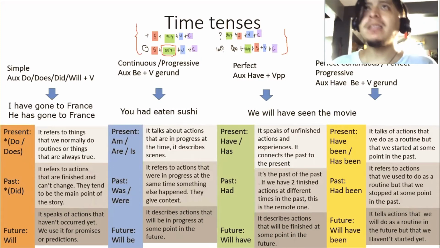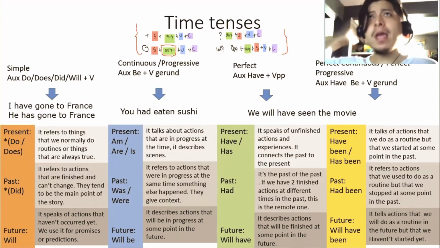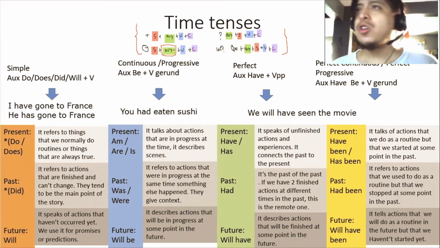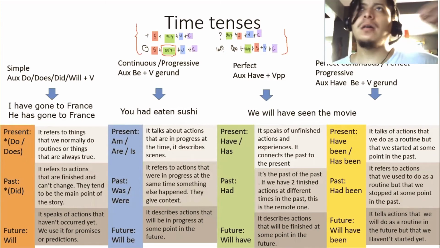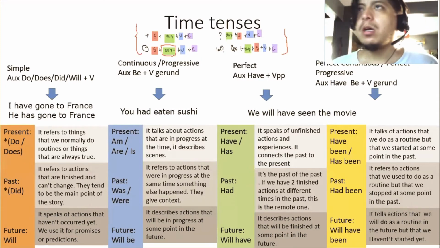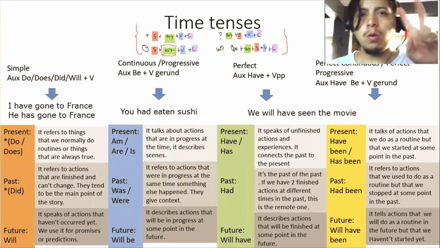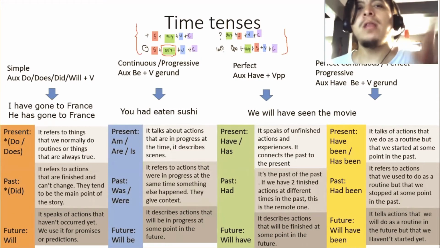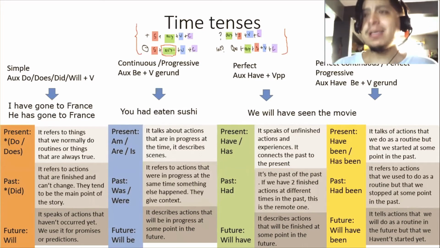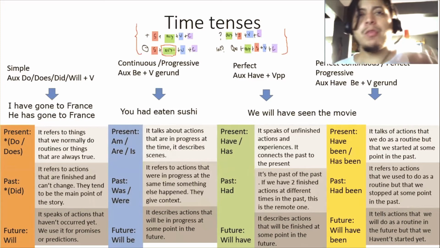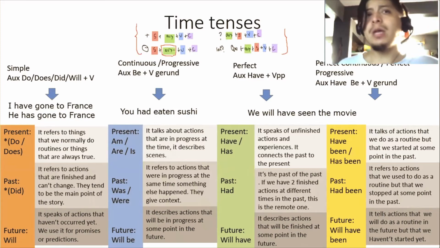The simple past is the recent past, and the past perfect is the far away, the remote past. You had eaten sushi, it means before the past. 3 days ago, 3 years ago, before something, yeah? You normally use one in the simple past and one in the past perfect. The simple past is closer to you now, and the past perfect is remote to that, okay?